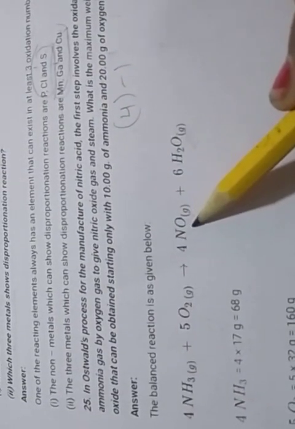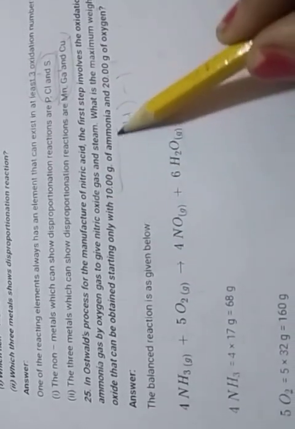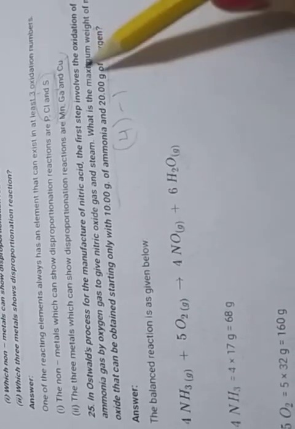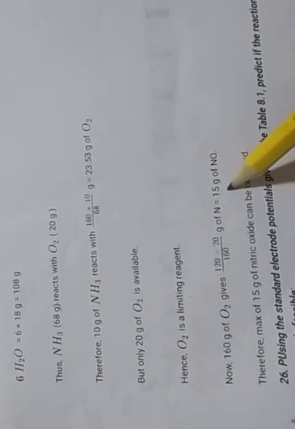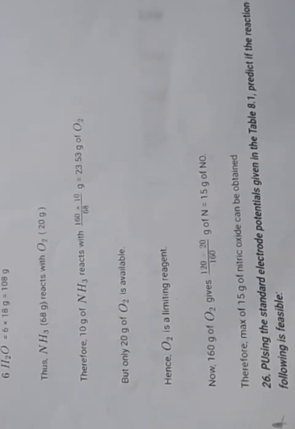Okay, so first we have to find the mass of each reactant and product, and then here you see 10 gram of ammonia and 20 gram of oxygen. We have to find the maximum weight of the nitric oxide. So 10 gram of ammonia reacts with oxygen, and 20 gram of oxygen is available. So oxygen is the limiting reagent. So 160 gram oxygen gives 120 gram of NO, so 20 gram gives 15 gram of NO. So a maximum of 15 gram of nitric oxide can be obtained.